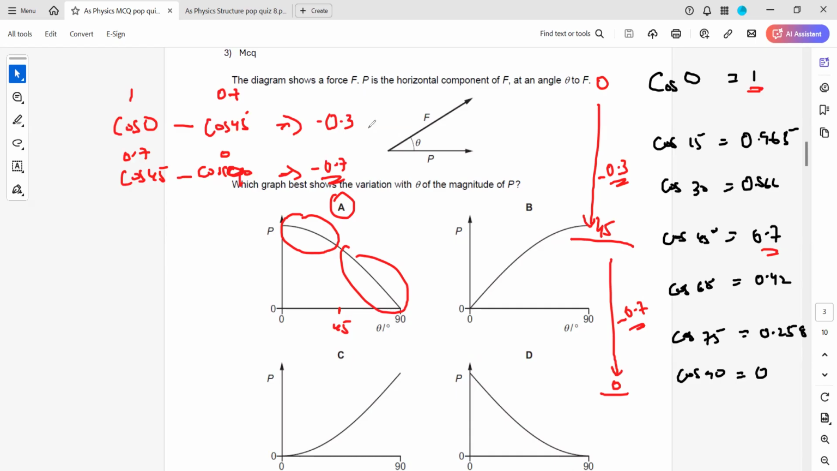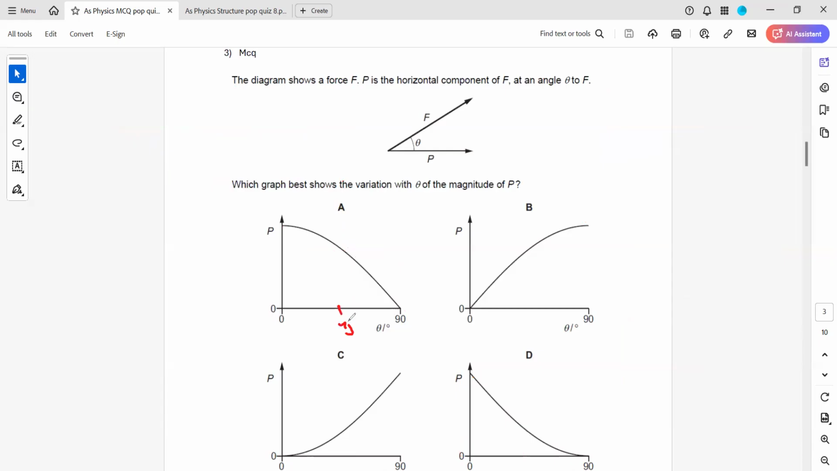That's why, even though A and D both show the change, in D it is opposite. If 45 is here, you can see from 0 to 45 it shows a greater change, and from 45 to 90 it shows a smaller change in the value. But it should be opposite: from 0 to 45 it will have a smaller change, but from 45 to 90 it will have a larger change. Is it clear? Any doubt in this?